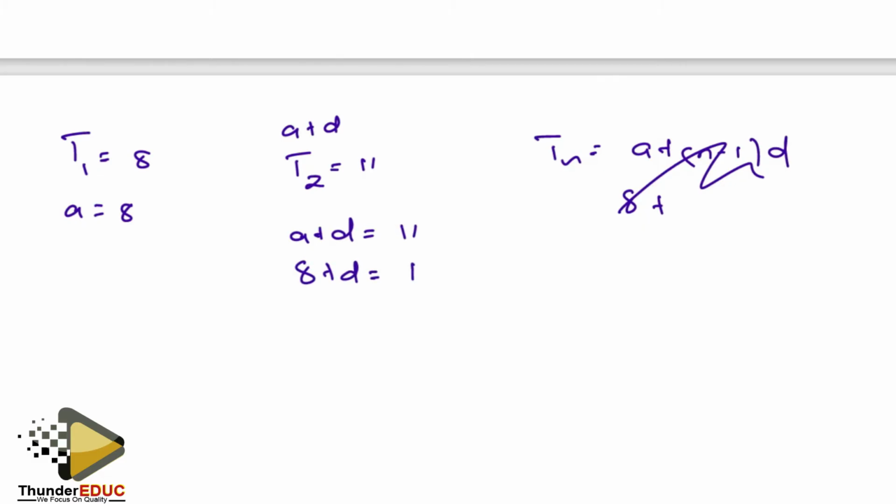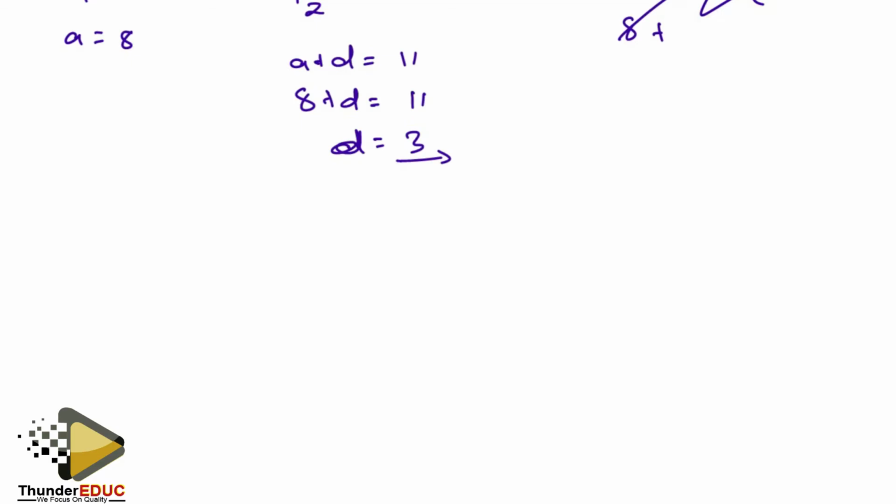So 8 plus d is 11, which means d is 3 straight away. That's the first term. The second term is a plus d, but you can go via that shorthand, and you're going to end up with the same thing. So if d is 3 and a is 8, they want us to get n if Tn is 41.